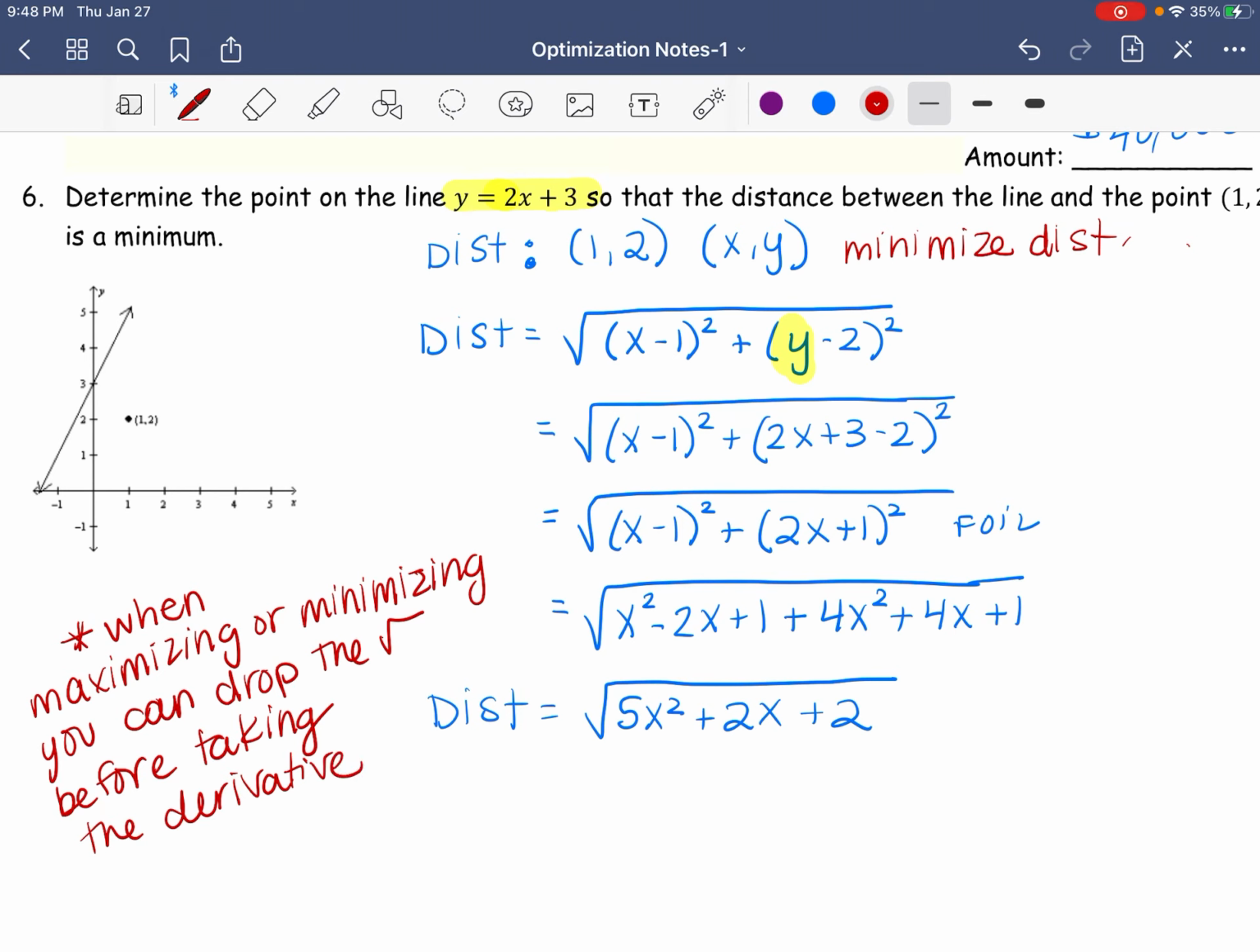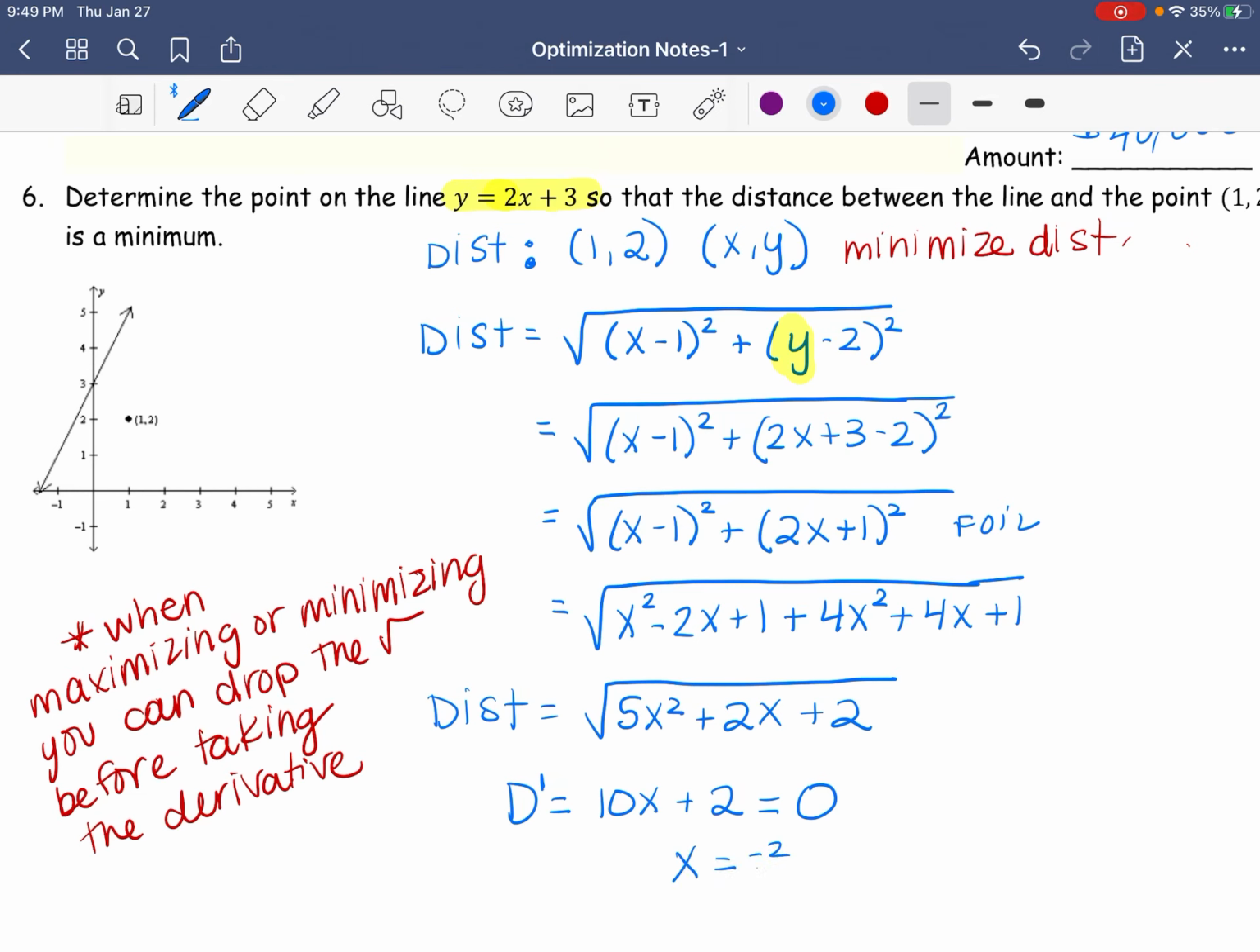Now, when we learned how to take the derivative of this, we previously would have to raise it to the 1/2 power, and then we'd have to do a chain rule to find the derivative. But with this new shortcut, I'm allowed to drop the square root. The derivative of the distance, or d prime, pretend like the square root is not there. I get 10x plus 2. I promise you, if you did the chain rule and you worked it all out, you would get the same answer when you set this equal to 0.